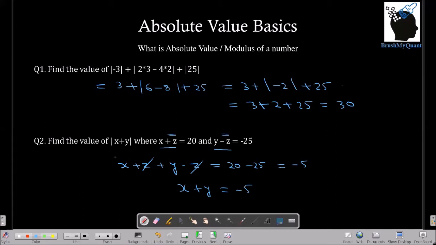Now we need to find the value of mod of x plus y. So if I take a mod on both the sides, on the right hand side we'll get the value as 5. So the answer is mod of x plus y will be equal to plus 5.